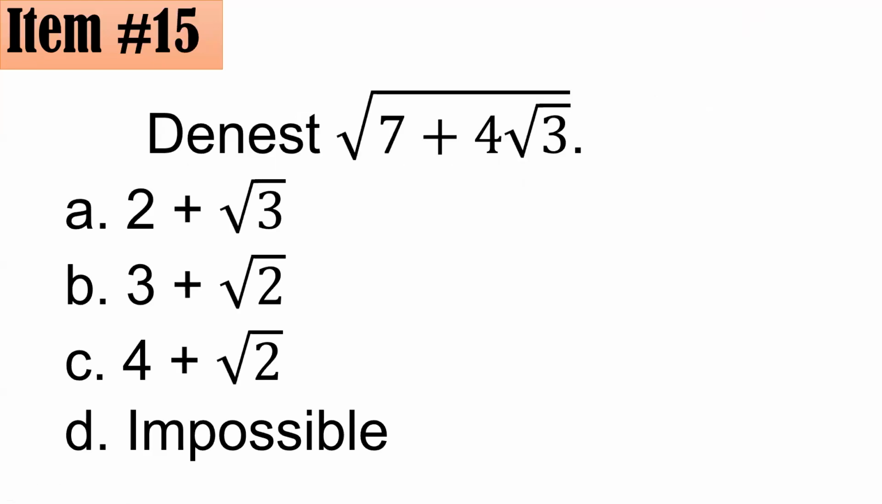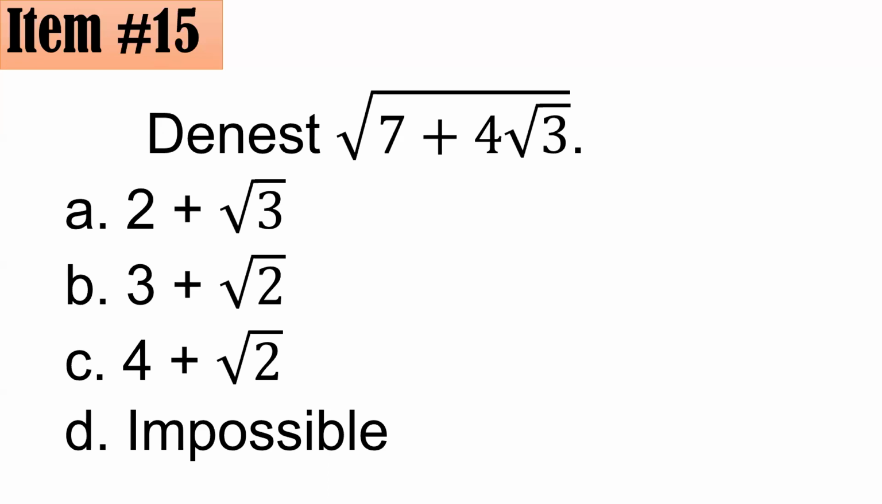15. Denest this: the square root of 7 plus 4 square root of 3. Is it 2 plus square root of 3? 3 plus square root of 2? 4 plus square root of 2? Or is it impossible? Okay? When we say denesting, there should be no radical under another radical, if possible. So it's like asking if you could simplify this.